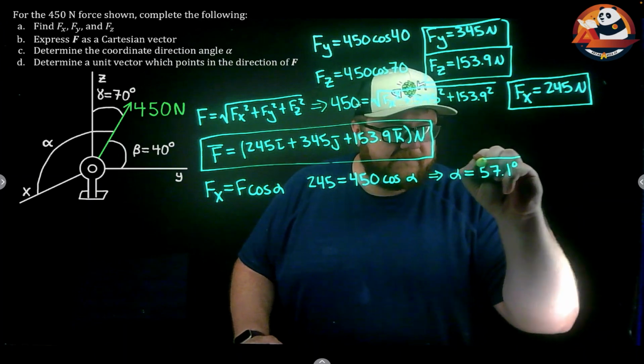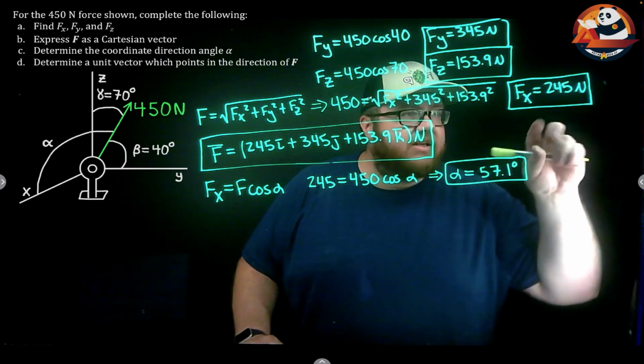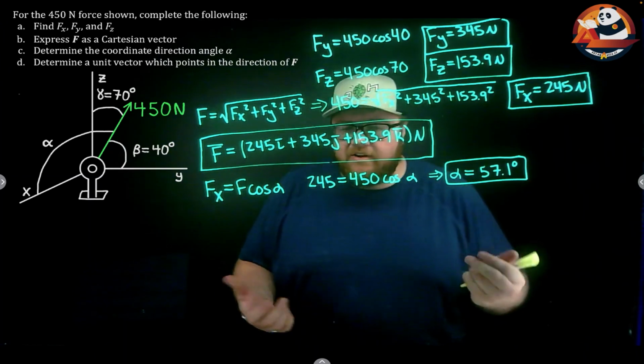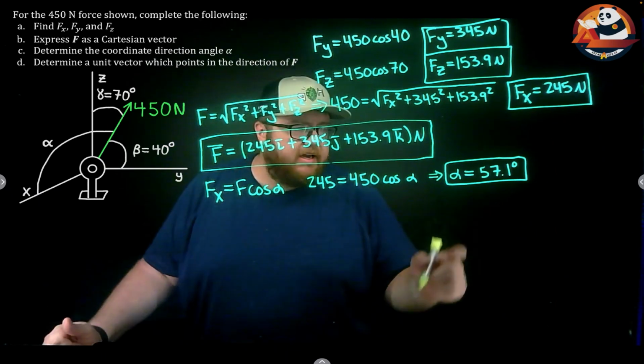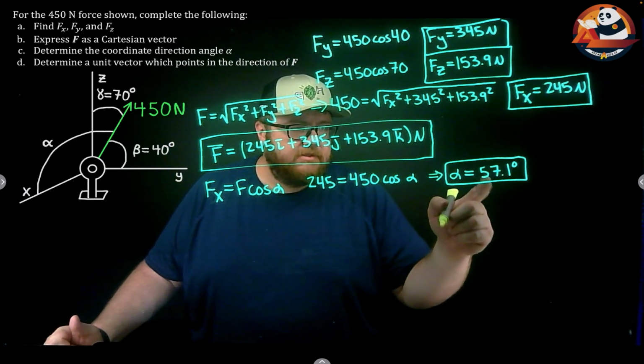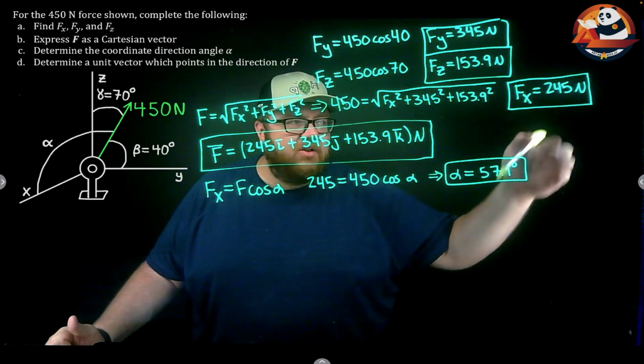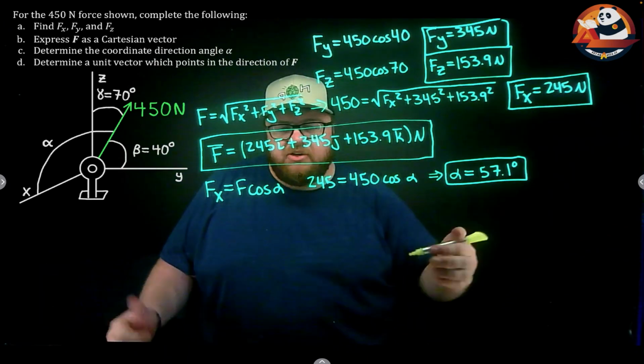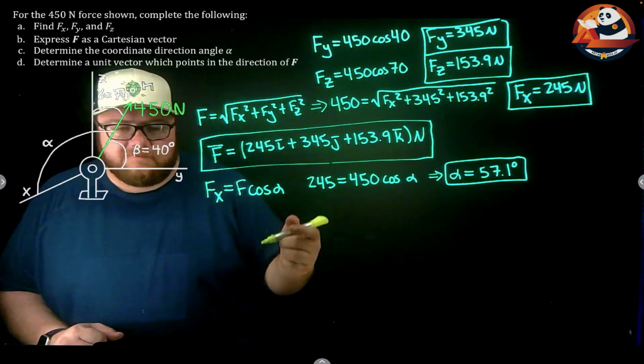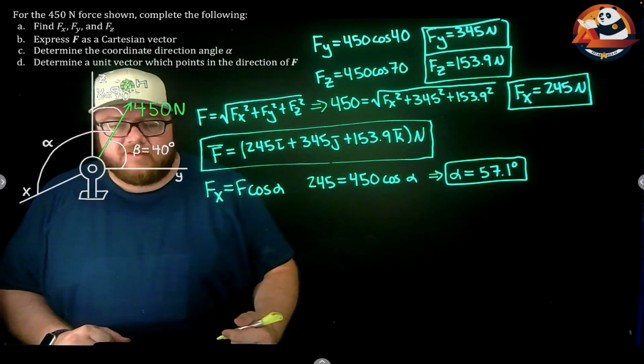I'm going to get that alpha is 57.1 degrees. Again, if I had assumed Fx was the negative root in here, I would be getting a different angle out here. But logically, we should be able to follow through. What did we assume? What angle do we get out here? But that is my second part for this.